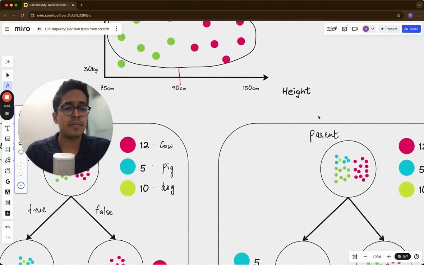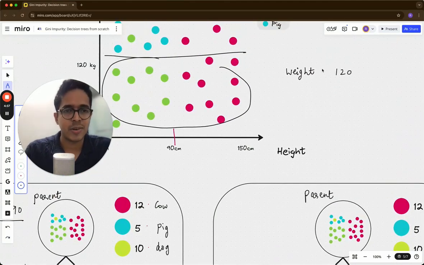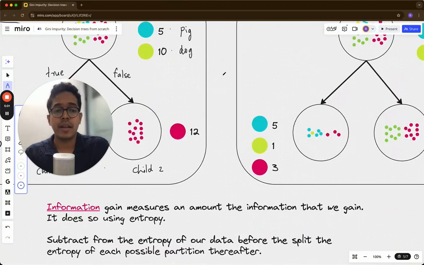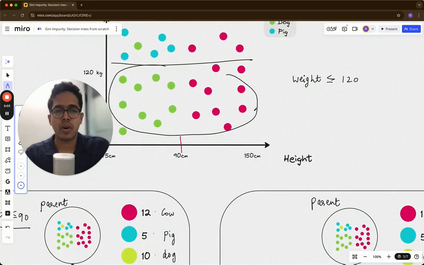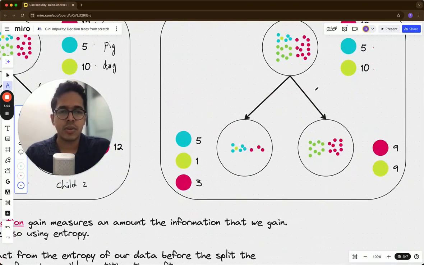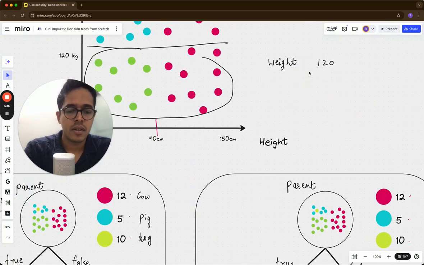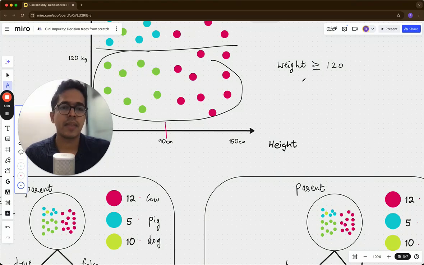Actually, no, it is less than only. My bad. And weight less than or equal to 120 is true for all these data points. So this is the true branch. I think I made a double mistake. If I want this to be the false branch and if I want this to be the true branch, it should not be less than, it should be greater than. I'm sorry for making the same mistake twice.